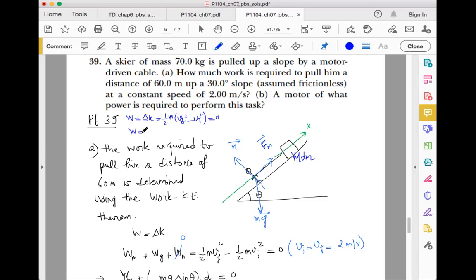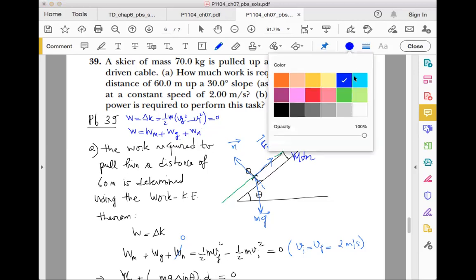So W is actually the summation of all forces acting on this system, on the skier. So you have W of the motor, the work done by the force exerted by the motor. Then you have WG, which is the work done by the gravitational force, and the work done by the normal force, right? All these forces act on the skier, and so the total work done on the skier would be the summation of all these works.